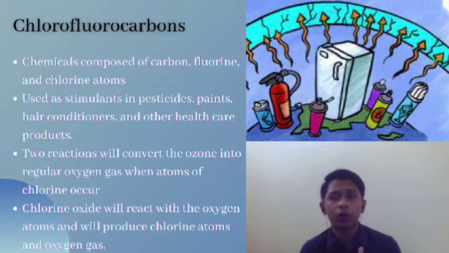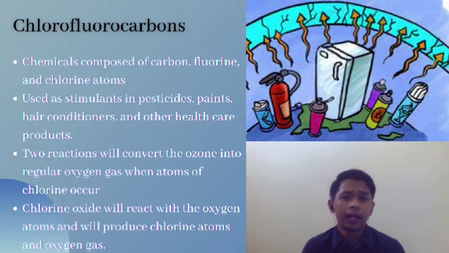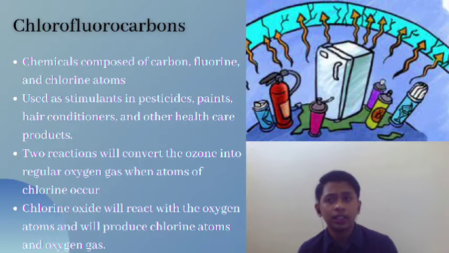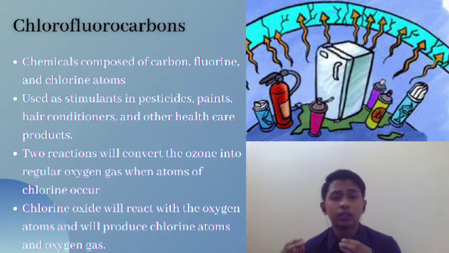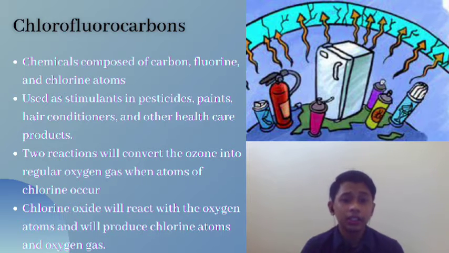Based on that, the chlorine atom reacts with the ozone to produce chlorine oxide and oxygen gas. As a result, the chlorine oxide reacts with an oxygen atom and produces chlorine atoms and oxygen gas. This reaction occurs continuously and causes the ozone layer to thin, resulting in ultraviolet radiation entering the Earth's space in large quantities.